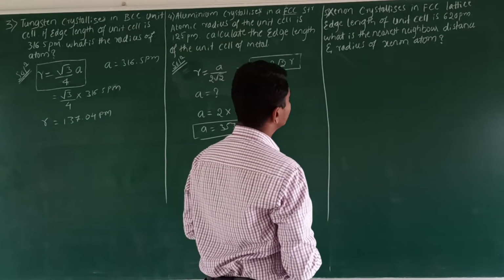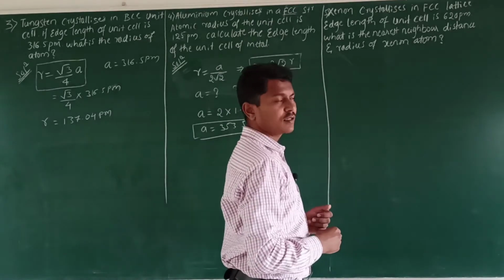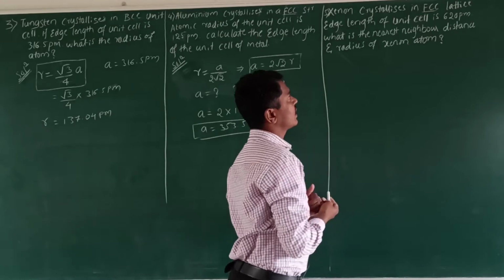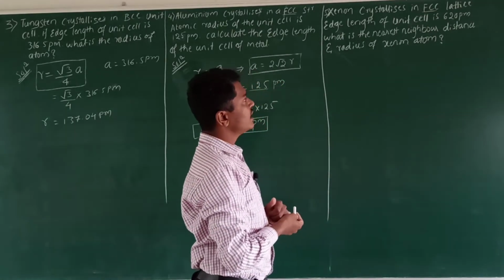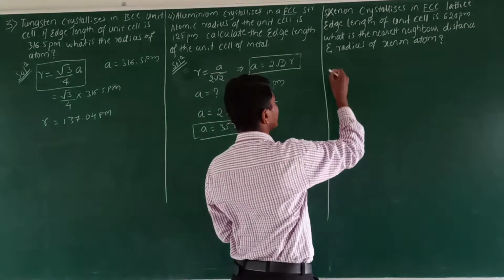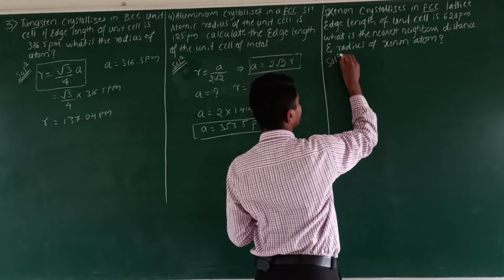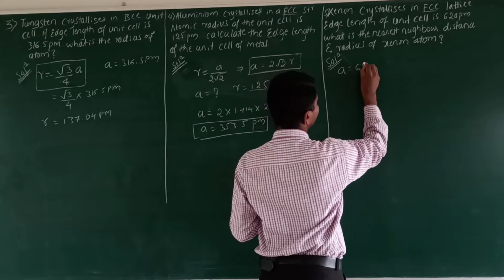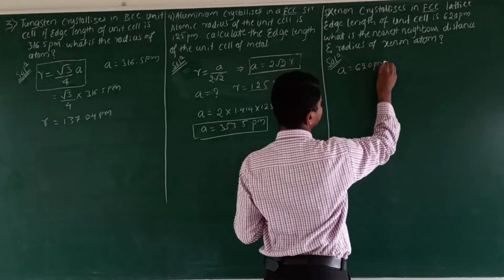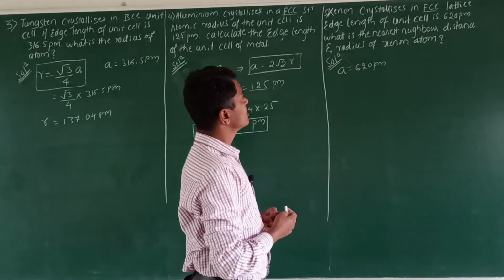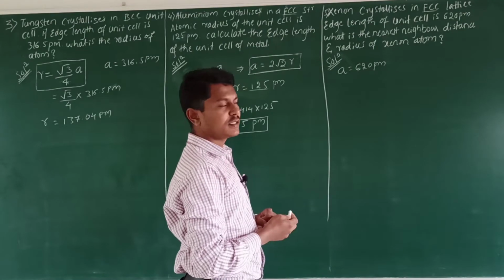Xenon crystallizes in FCC. Remember FCC. Xenon crystallizes in an FCC lattice. The edge length of the unit cell is 620. What is given? The edge length is given. How much? Edge length is equal to 620 picometer. What is the nearest neighbor distance and radius of the xenon?